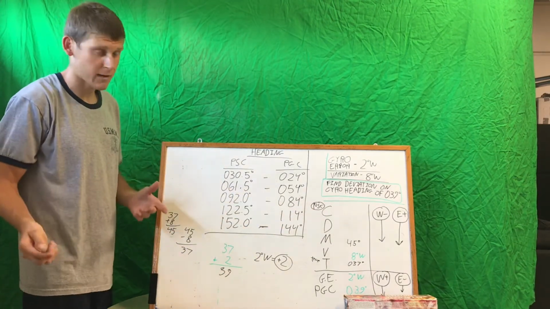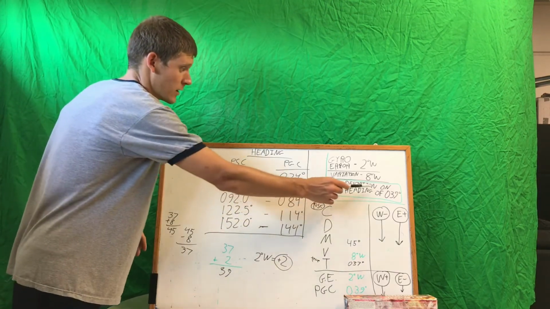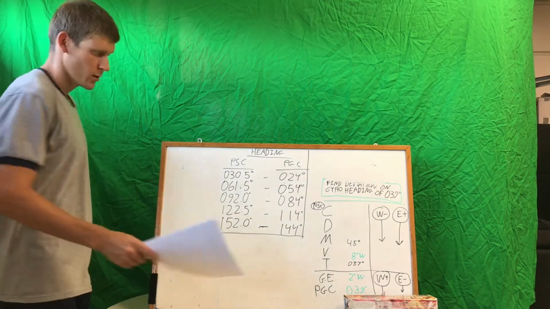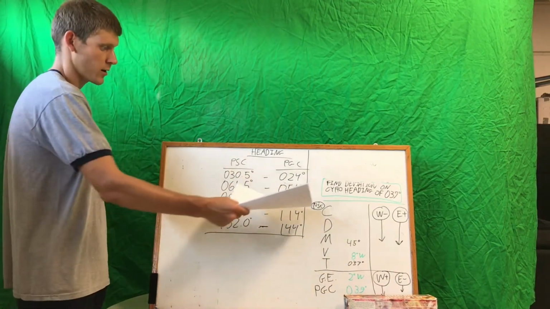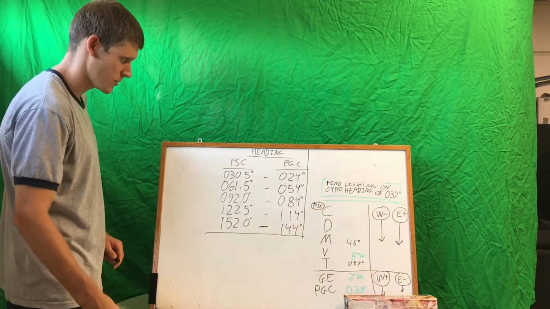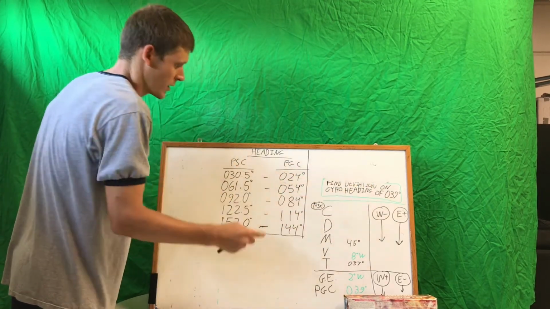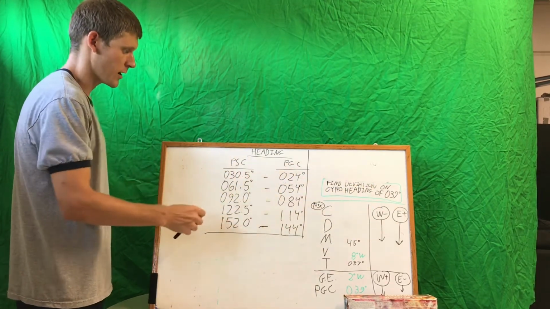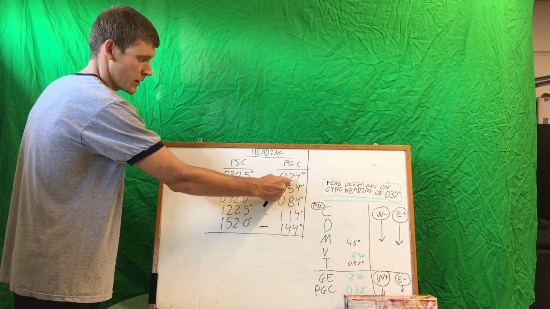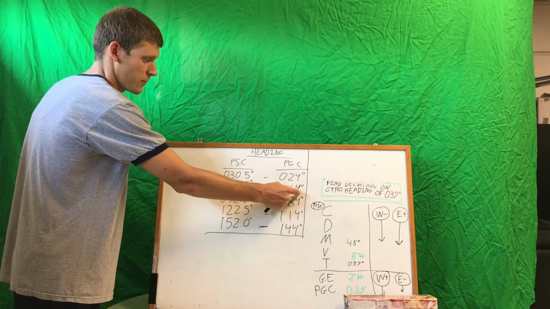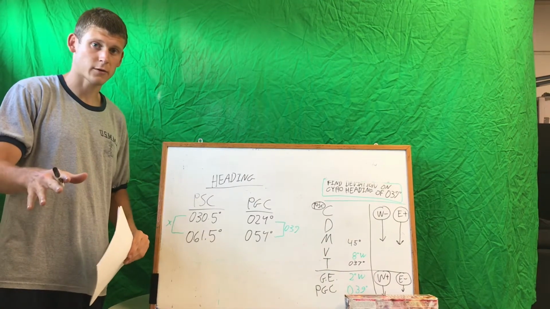So now all we need to solve the problem is the per standard compass. We're going to find that with the gyro heading of 039 on this list. We found magnetic heading, now we have to find per standard compass. The question told us the gyro heading is 039. So 039 fits right in between 024 and 054. So we've identified our number.